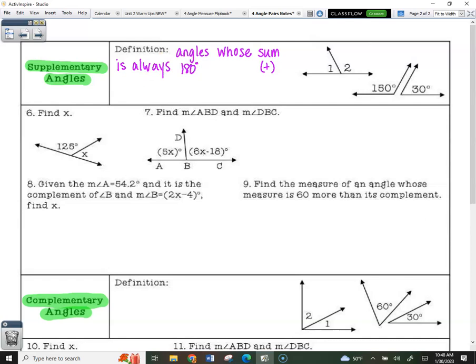Now there's two ways it could be presented. One way, they're side by side in the same picture, like in this picture here, angle 1 and angle 2. It's clear that they add up to 180. Or they could be disjoint and the numbers add to 180, so then you would still be able to say, hey, they're supplementary. Okay?